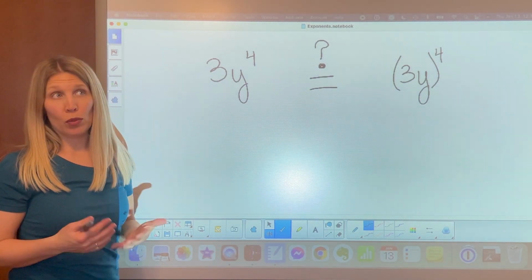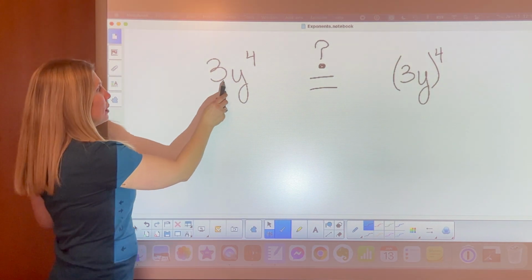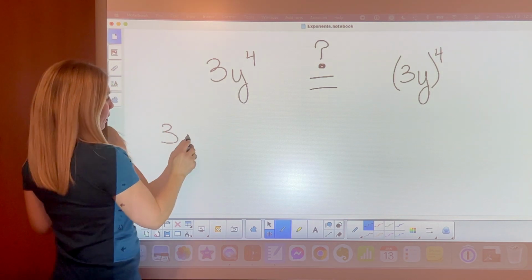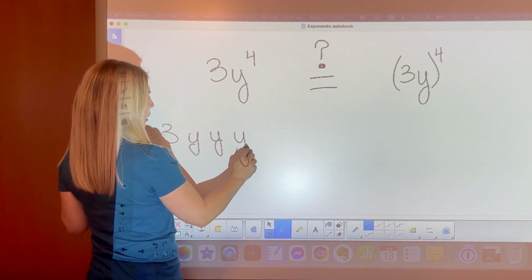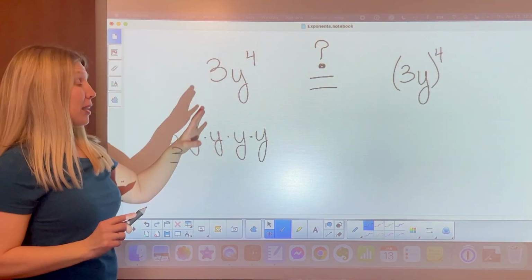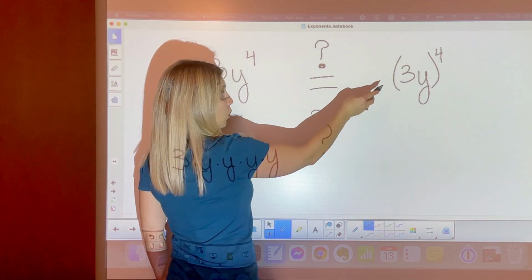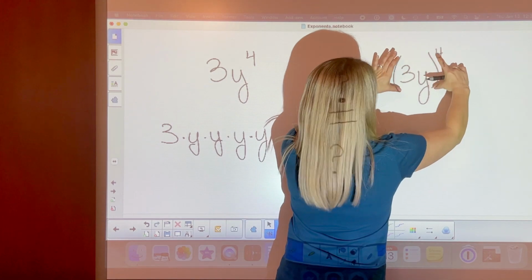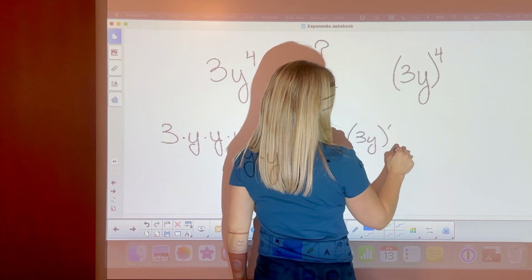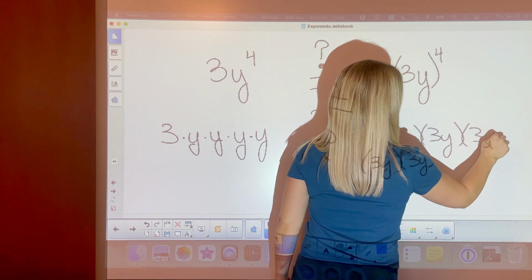Now let's look at examples with exponents and parentheses to see if we can figure out the difference. In this problem, it's 3 times y to the 4th. So what does that mean? We have a 3 and I want 4 y's. So 1, 2, 3, 4. And all of these are being multiplied in between. But now when we look at this other side, we're trying to figure out if these two things are equal. When we look over here, I want this whole thing in parentheses 4 times. So this means I want 3y times 3y times 3y times 3y.